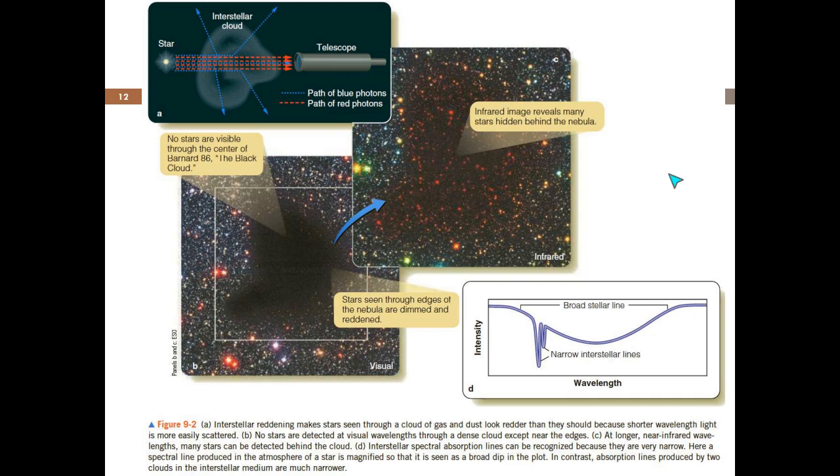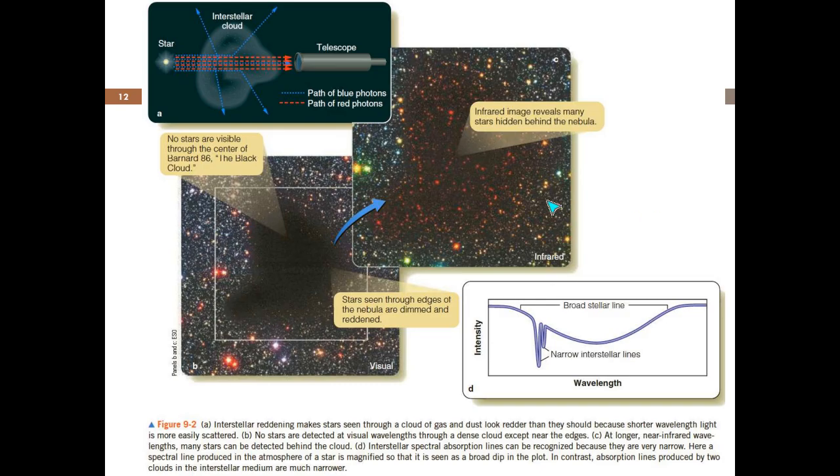So here is what we'll see. In image A, we can see that interstellar reddening makes stars seen through a cloud of gas and dust look redder than they should, because shorter wavelength light is more easily scattered. Then in image B, no stars are detected at visual wavelengths through a dense cloud except near the edges. Then in image C, at longer, near infrared wavelengths, many stars can be detected behind a cloud. And in image D, interstellar spectral absorption lines can be recognized because they are very narrow.